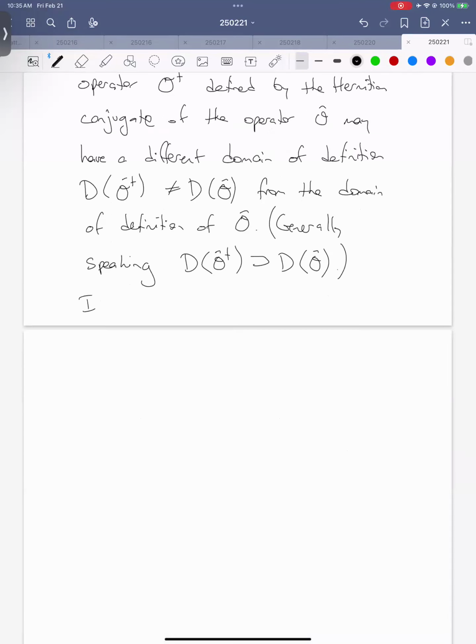Now, if our operator is equal to its Hermitian conjugate, i.e., if on their mutual domains of definition, the operator on a vector gets the same thing as the Hermitian conjugate of the operator on the dual of that vector, in the usual way, we call the operator Hermitian.